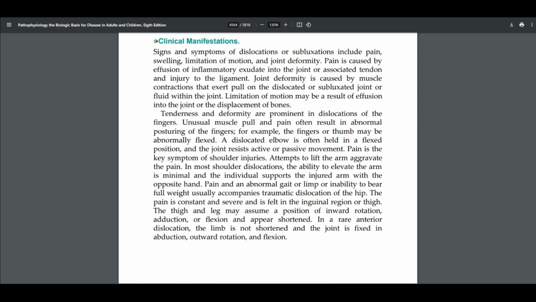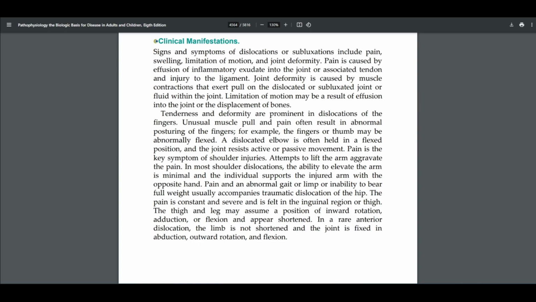Joint deformity is caused by muscle contraction that exerts pull on the dislocated or subluxated joint, or fluid within the joint. Limitation of motion may be a result of effusion into the joint or the displacement of bones. Tenderness and deformity are prominent in dislocations of the fingers. Unusual muscle pull and pain often result in abnormal posturing of the fingers. For example, the fingers or thumb may be abnormally flexed.